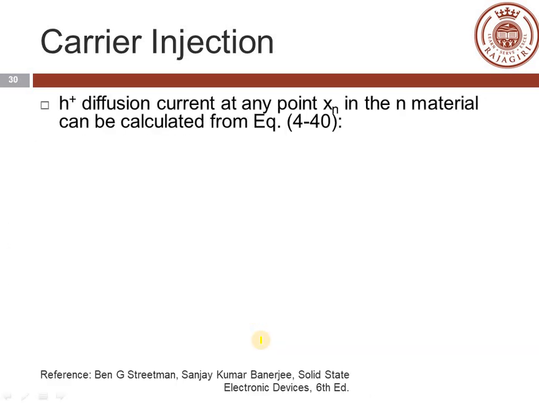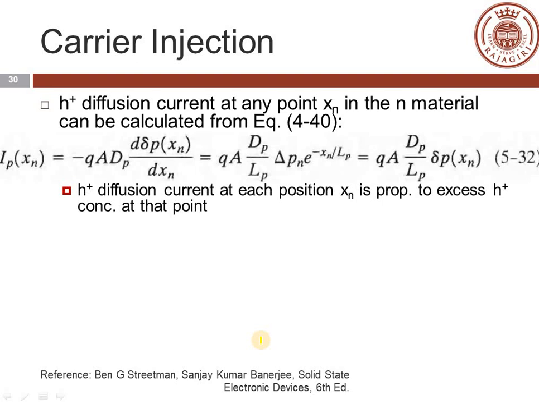The hole diffusion current at any point xn in the n material can be calculated from the equation we have discussed earlier. Earlier we discussed the current density equation. Here we need to find the current. The only difference is that current is equal to current density times area. So to the earlier current density equation, you just multiply the area, and you will get the current equation. We are calculating the current at any point xn, so instead of x we have xn.